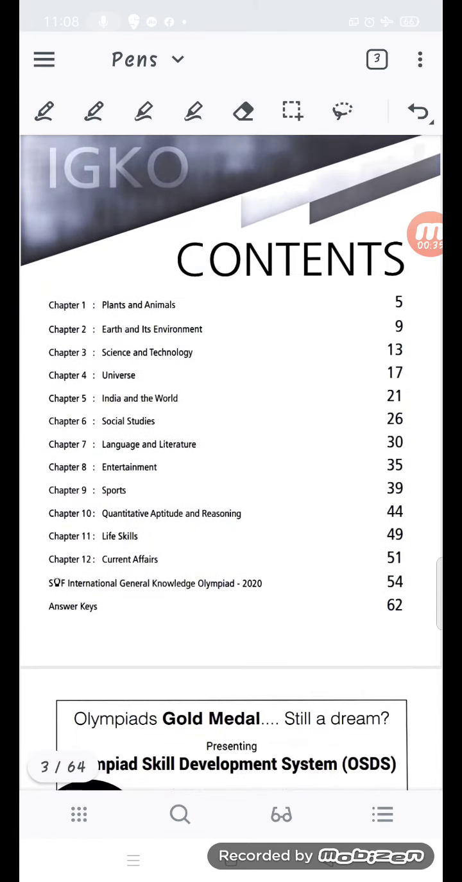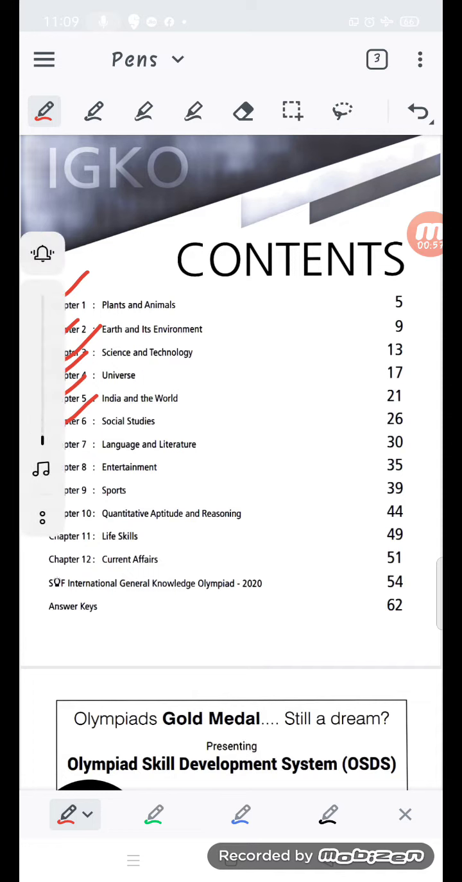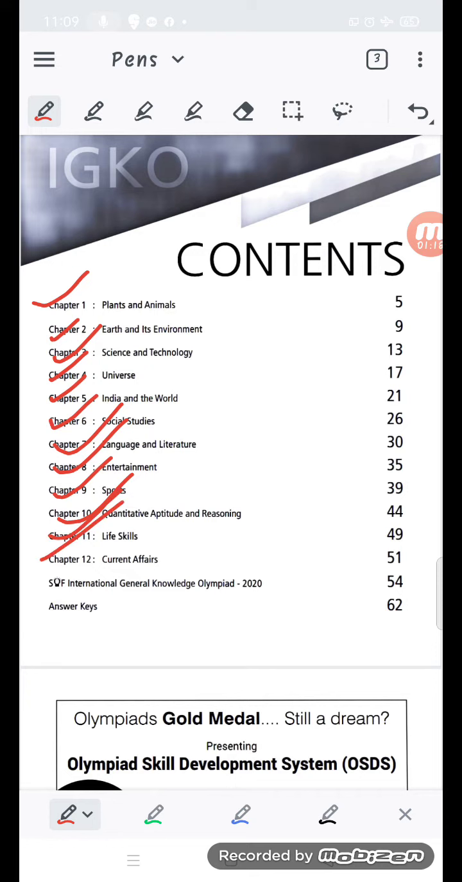Okay, the first chapter over here is plants and animals. Second is earth, and it's about earth and its environment. Third chapter is science and technology. The fourth chapter consists universe. Fifth chapter is about India and the world. Sixth chapter is about social studies. Okay, and the seventh chapter is language and literature. Eighth chapter is entertainment. Ninth is about sports. 10th, quantitative aptitude and reasoning. 11th is life skill, and the 12th is about current affairs.